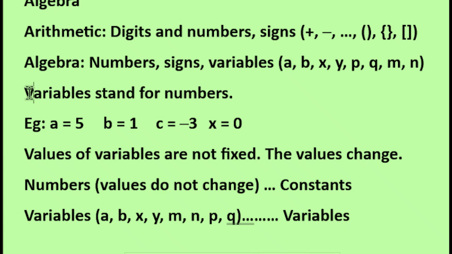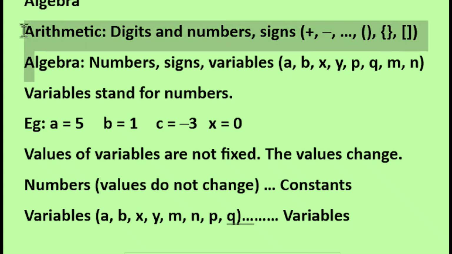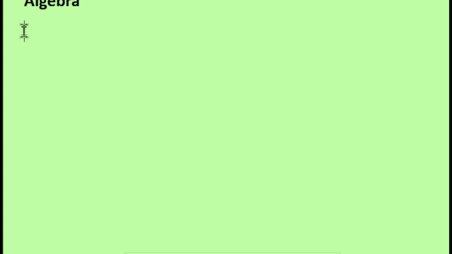Not for 5 minutes. A cannot be 5 minutes. B cannot be 2 hours. C cannot be 3 liters. X cannot be 10 kilograms. It can only be a number. Just 1, 2, 3. A equal to 5, only 5. Not 5 minutes, not 5 liters. B equal to 1, only 1. Not 1 kg, not 1 gram, not 1 centimeter. They stand only for numbers. So, there are variables and constants.